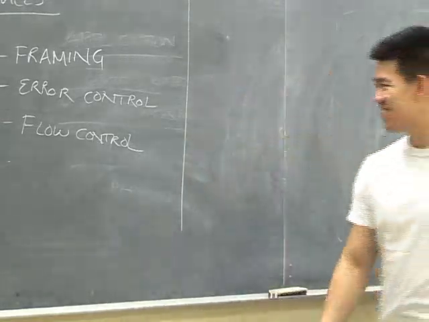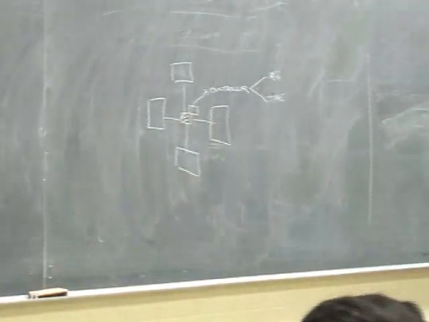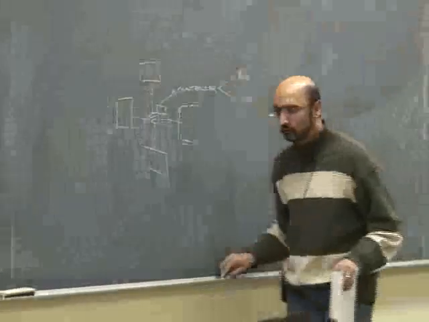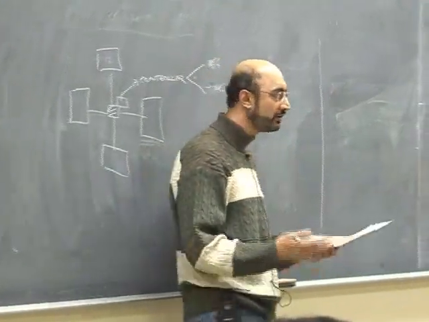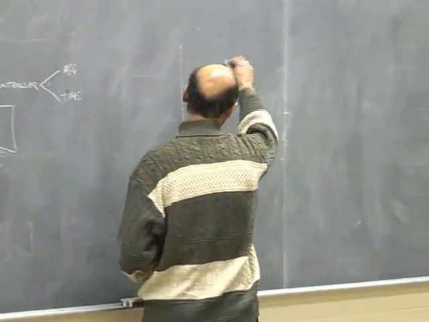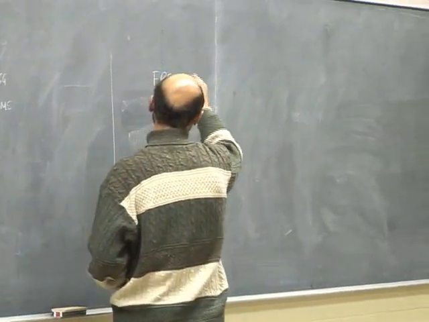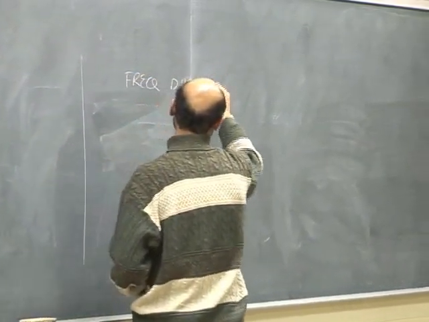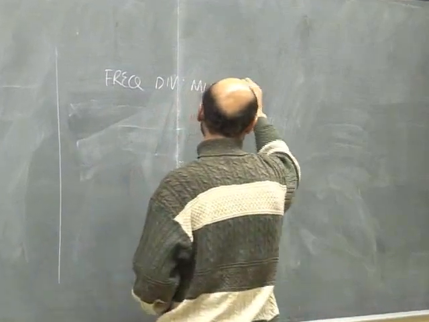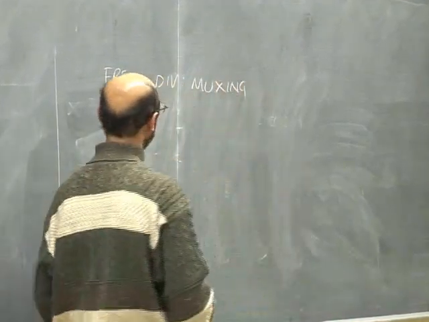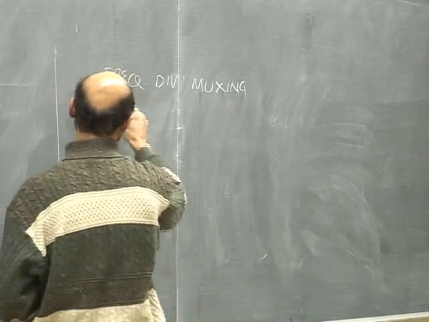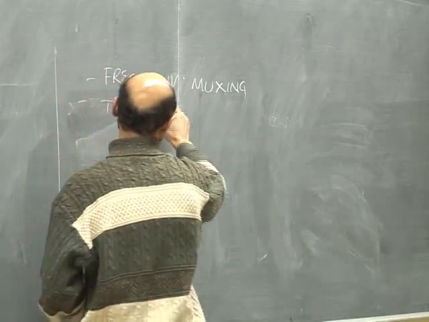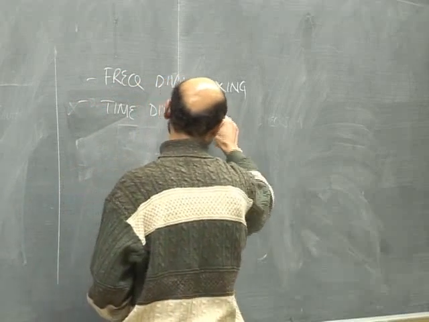And I'm going to write down everything I did over there. So, let's just review what we did. These are all different ways of doing multiple access, and they're all valid, okay? The first one was frequency division multiplexing. And we network types call it muxing, just to save time. You have time division multiplexing.